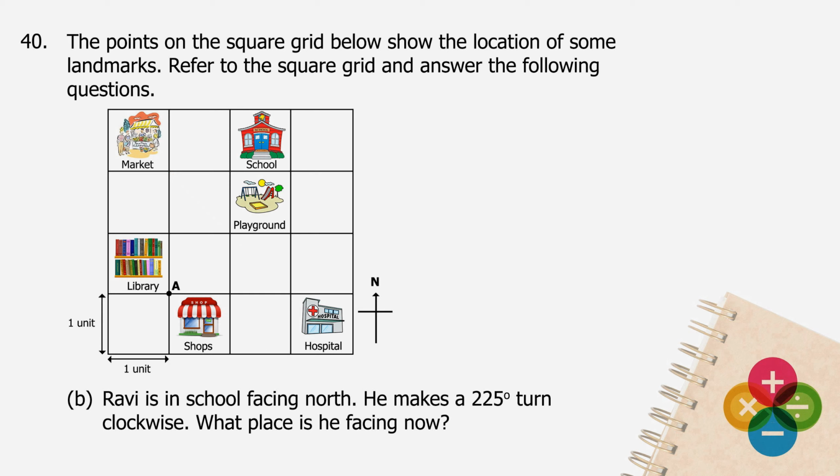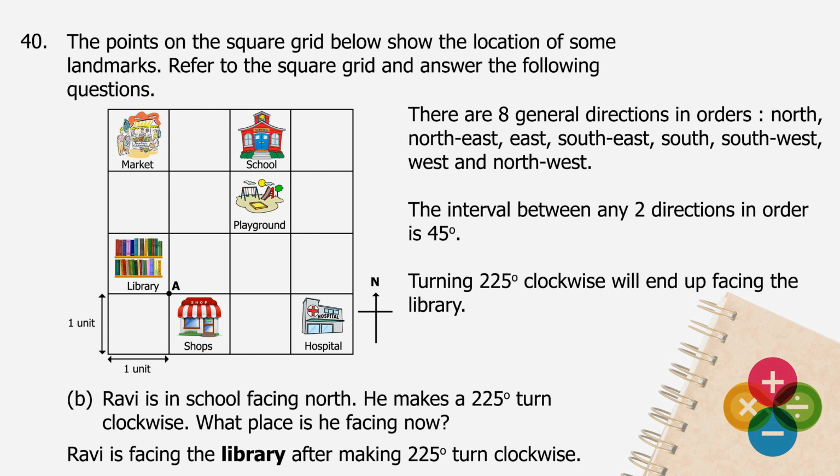B. Ravi is in school facing north. He makes a 225 degrees turn clockwise. What place is he facing now? There are 8 general directions in order: north, northeast, east, southeast, south, southwest, west, and northwest. The interval between any two directions in order is 45 degrees. After turning 225 degrees clockwise, Ravi will end up facing the library. Ravi is facing the library after making 225 degrees turn clockwise.